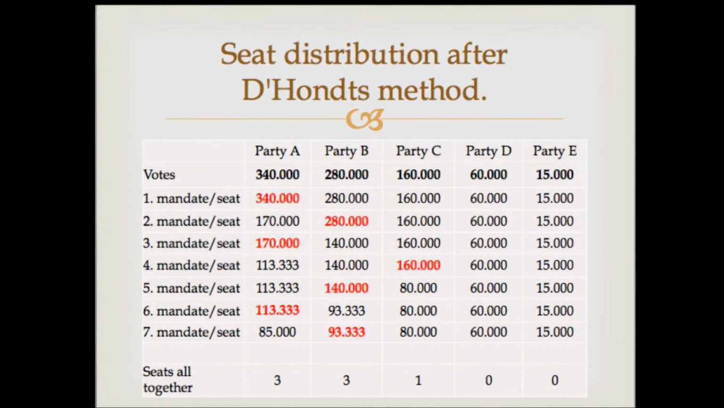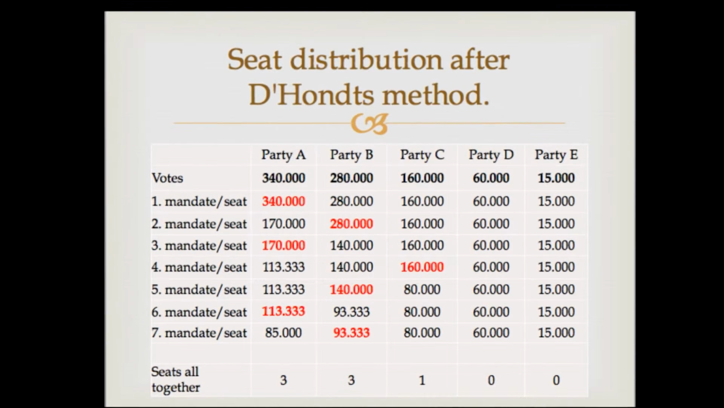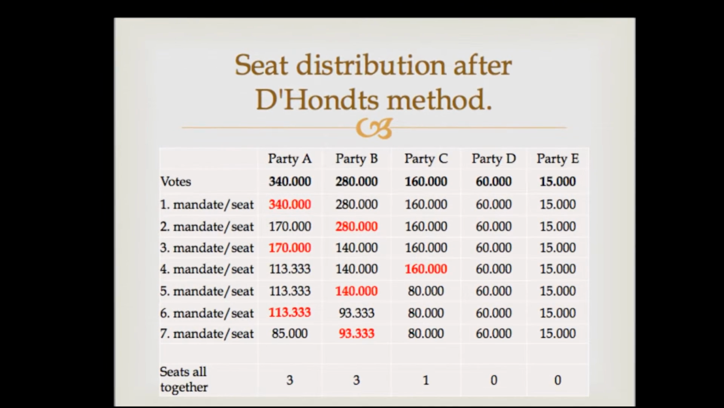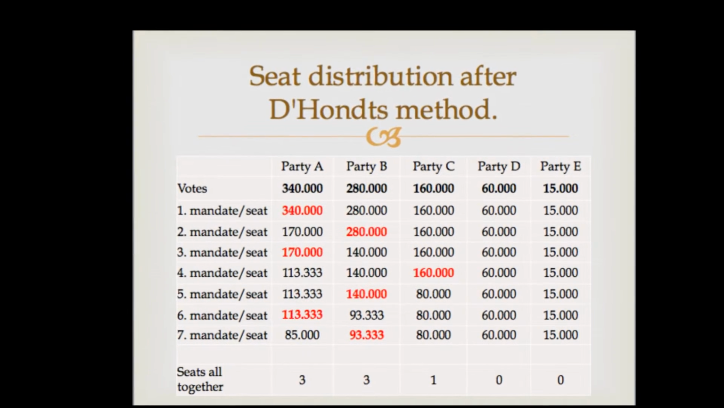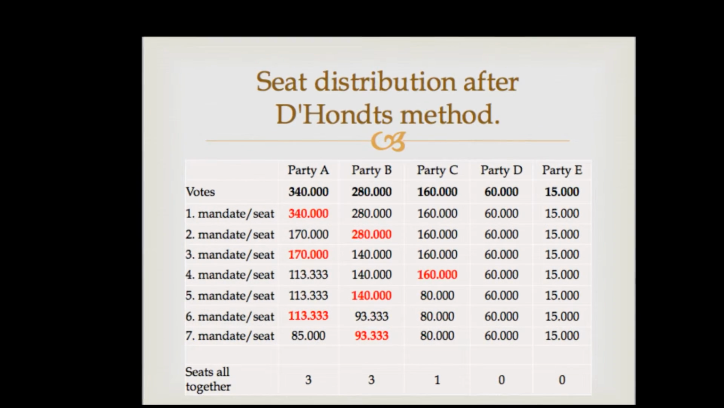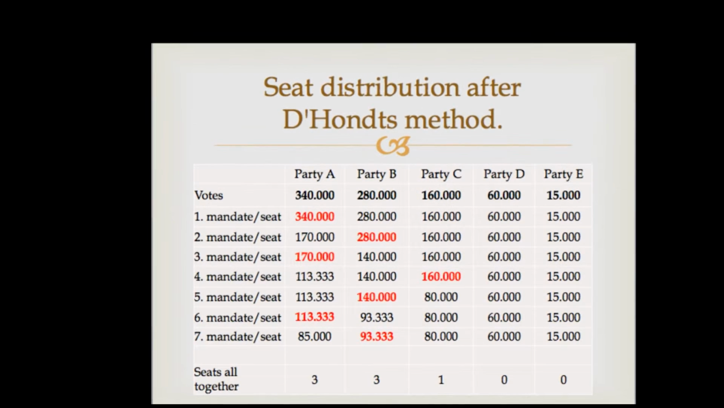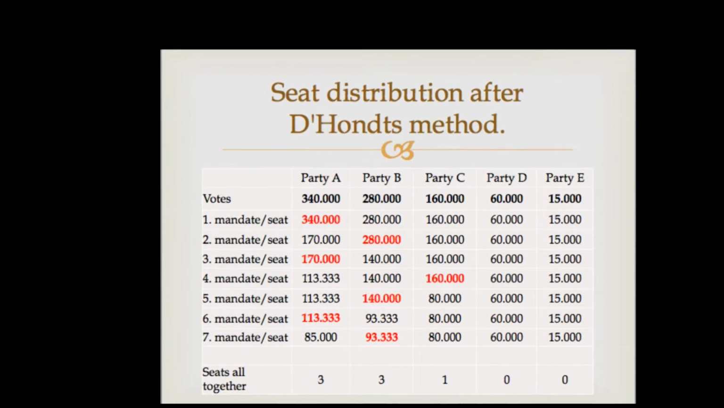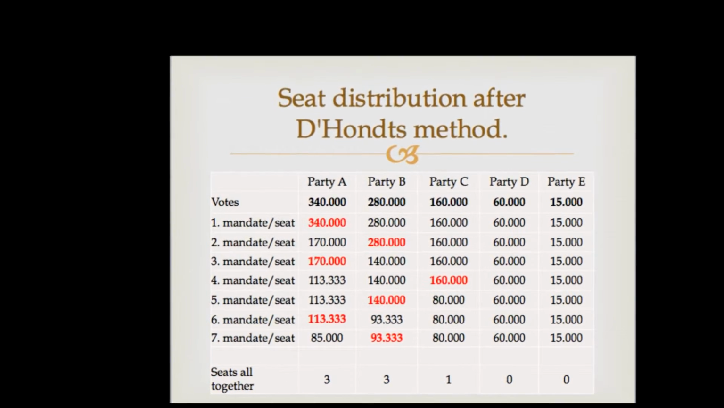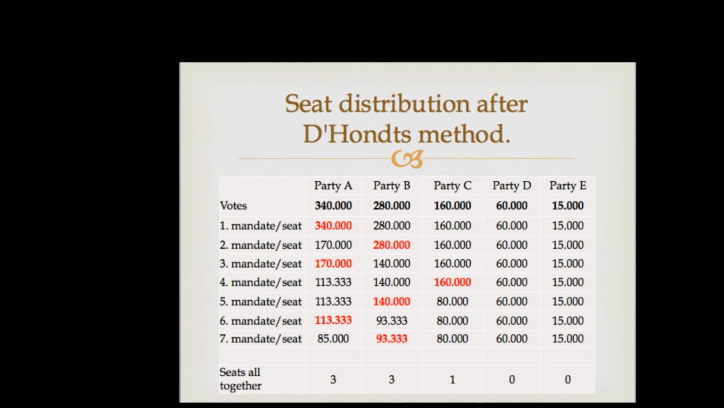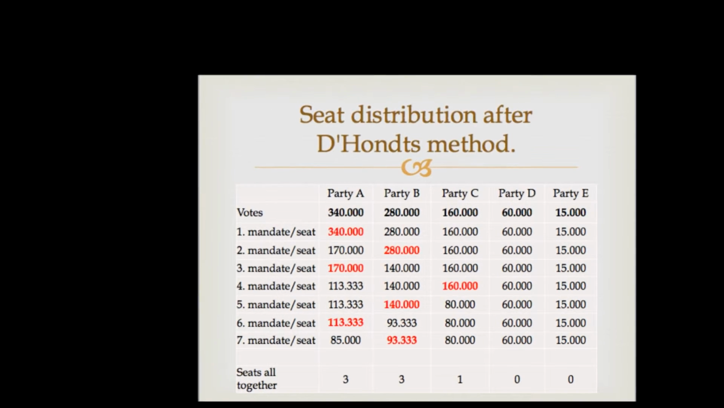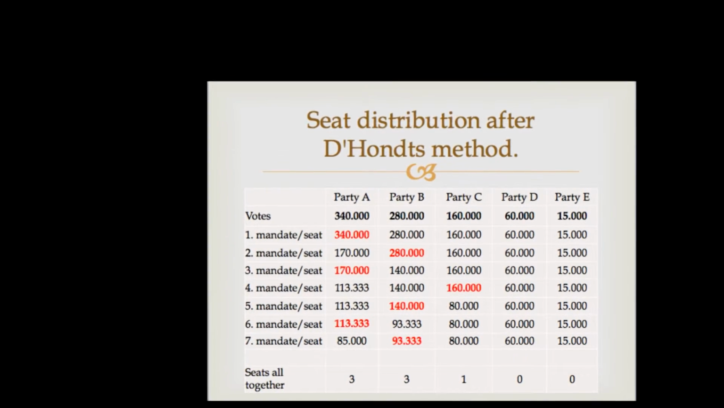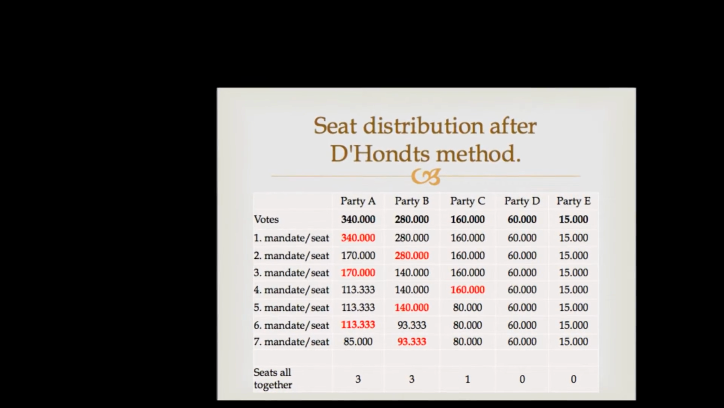Now let's see how the mandates are divided. Here we have listed 5 parties and the votes they each have received. In this example, we only have 7 mandates to hand out. When you decide who gets the first mandate, you simply look at the party who has got the most votes. They got the first mandate. When it's time to give out the second mandate, you first look at the party who got the first mandate and divide the number of votes they have by 2.